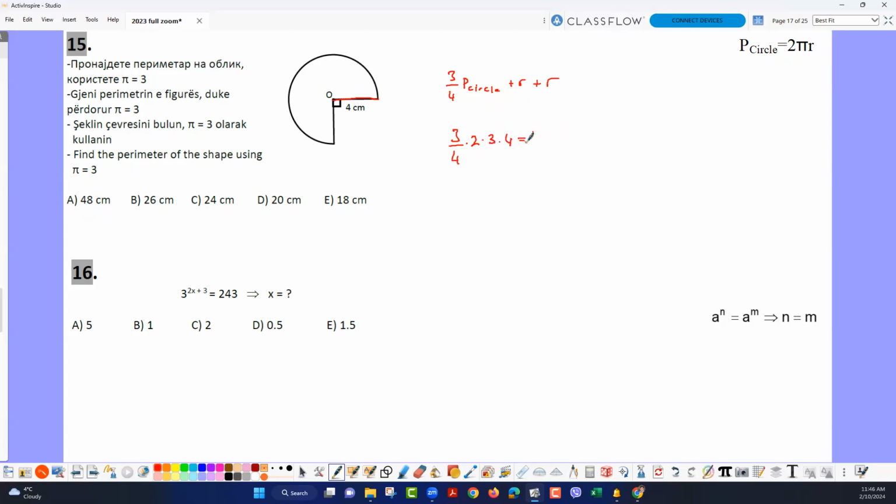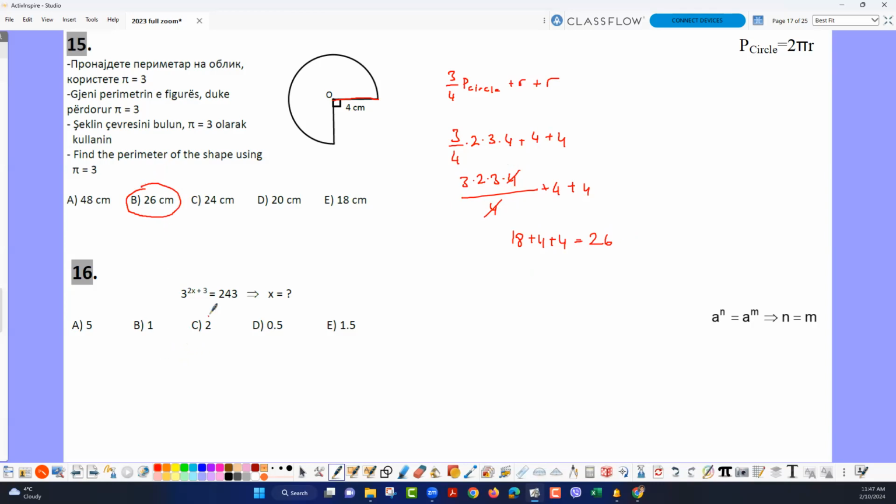This means that plus, here plus 4 and 4. Then you can simplify these two, like this is going to be 3 times 2 times 3 times 4 divided by 4, which means that you can simplify this 2. Then it's going to be equal to 3 times 2 times 3, which is equal to 6 times 3, 18. 18 plus 4 is going to be equal to 26, which is equal to B.